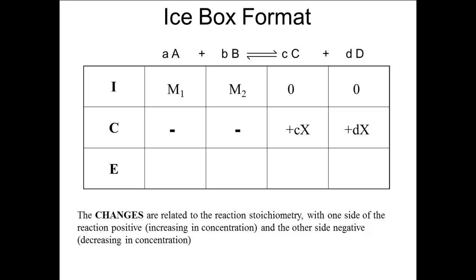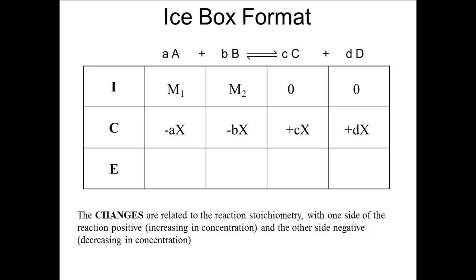The change in A is minus ax. And for B, minus bx. We enter these values in the second row of the table. Notice that we use the coefficient in the balanced equation times an unknown x. We could do other things, but this is probably the simplest way to get the appropriate ratios among the reactants and products.